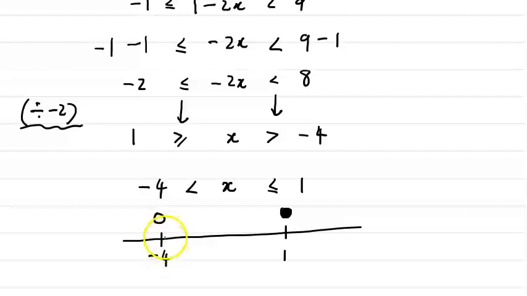Like for example, the first integer value after that would be included, which would be negative 3. But here, 1 is included in the solution. Okay, so you just join those two together. And that's how you represent your number line. In mathematics, we call this inequality form set builder or set selector notation. And here we call this the number line. Okay, it's actually saying the same thing.